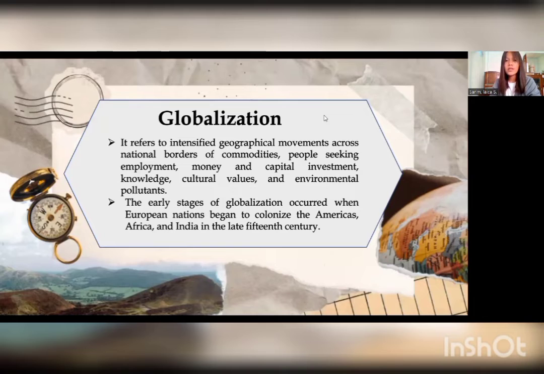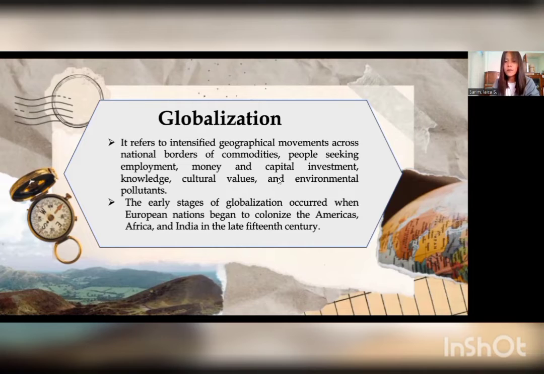Globalization refers to intensified geographical movements across national borders of commodities, people seeking employment, money and capital investment, knowledge, cultural values, and environmental pollutants. So, in globalization, people move from one place to another, from one country to another country. Same goes for our products and goods. We trade our products to other countries and vice versa.